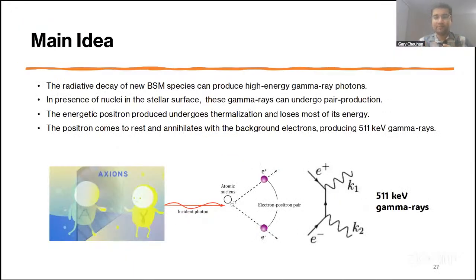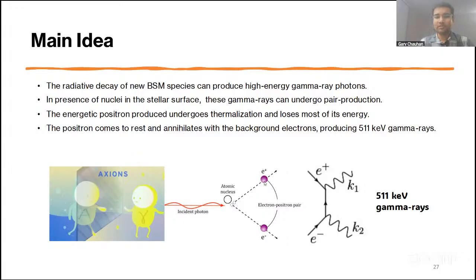But it is a bit different because we are not directly producing positrons. For example, if you have a radiatively decaying species, for this work we are looking at axions because it's a bit of a simpler example, and also gives you something more compared to the standard case. So you have a radiative decay of any new BSM species, here axions, which produces these high energy gamma ray photons from the decays. In the presence of the atomic nuclei near the stellar surface, these gamma rays can actually undergo pair production. So this gives you a positron in the final state.